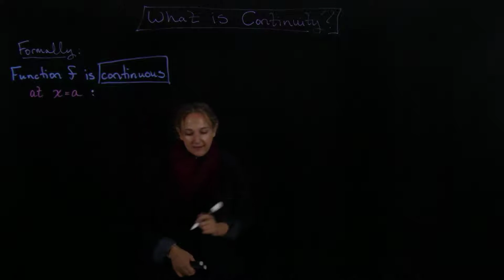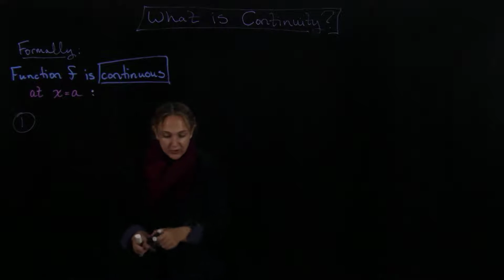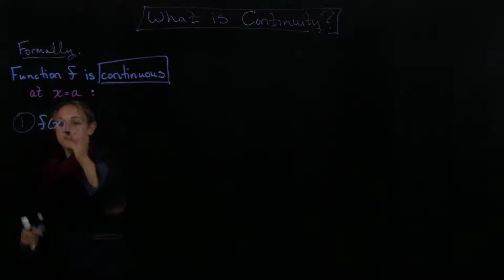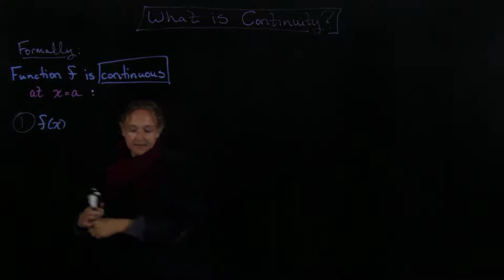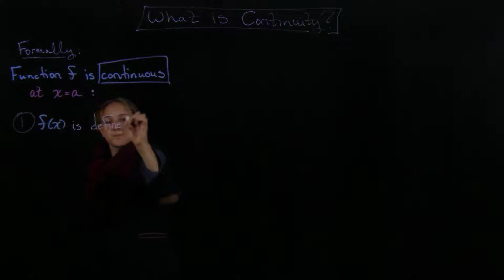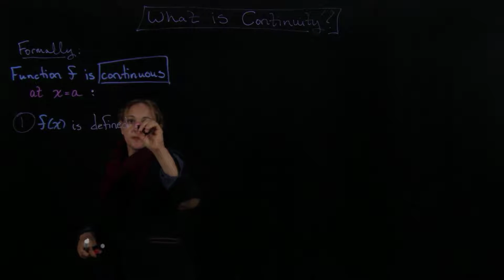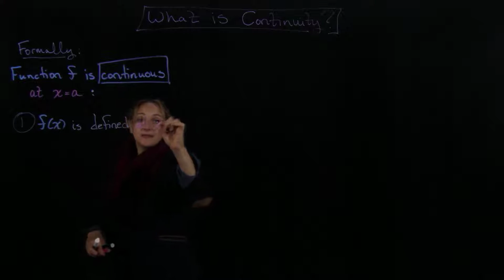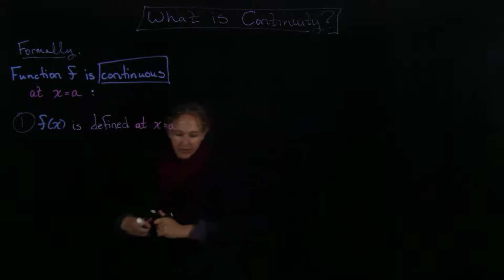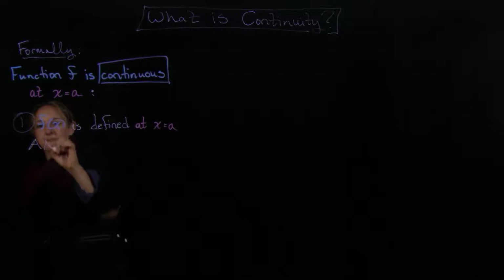Two things have to be true. The first one is that we need this function f to be defined. So f of x has to actually be defined at x equals a. Okay, so we can stick x equals a into the function f and get an output, a single finite output.